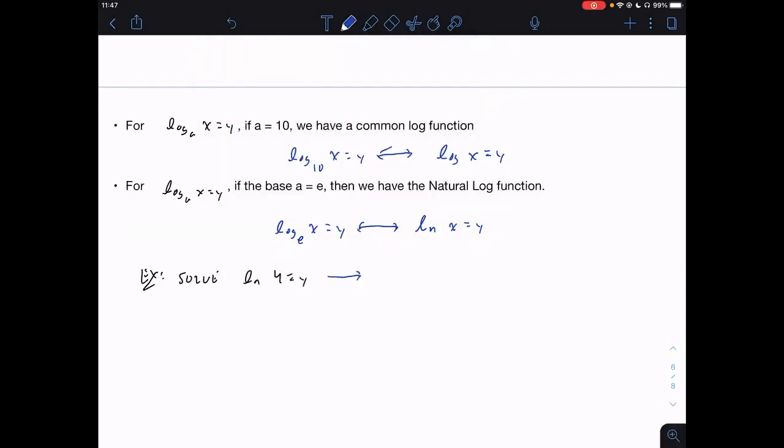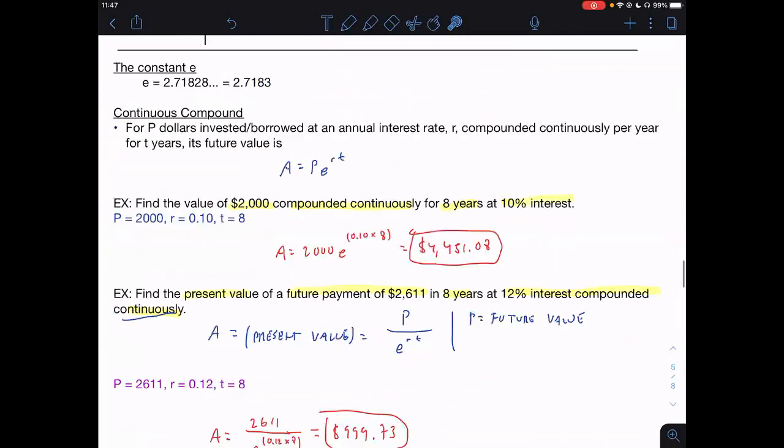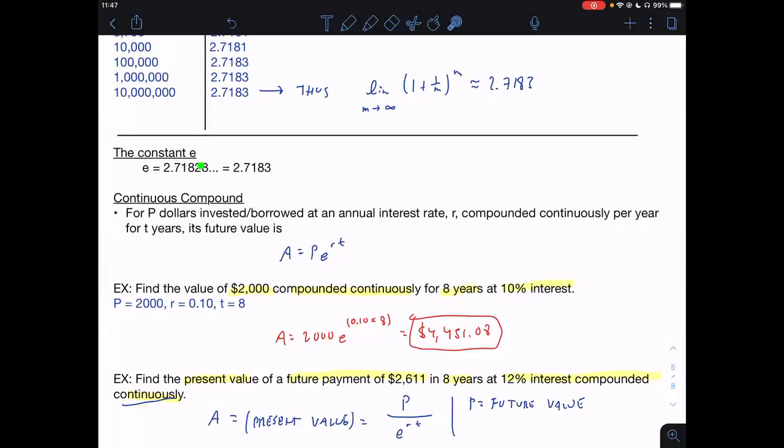Meaning, in this case, we want to figure out, in order to get 4, what do we need to raise this number e by to get a value of 4? All right, so what does e have to be raised to get an output of 4? Now, recall from the previous section, e is approximated to be about 2.71828 and so on and so on, a non-repeating irrational number.